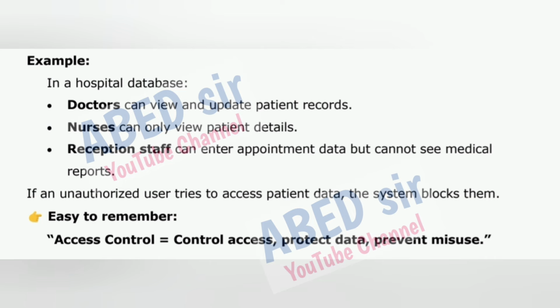Example: in a hospital database, doctors can view and update patient records. Nurses can only view patient details. Reception staff can enter appointment data but cannot see medical reports. If an unauthorized user tries to access patient data, the system blocks them. Easy to remember: access control is equal to control access, protect data, prevent misuse.